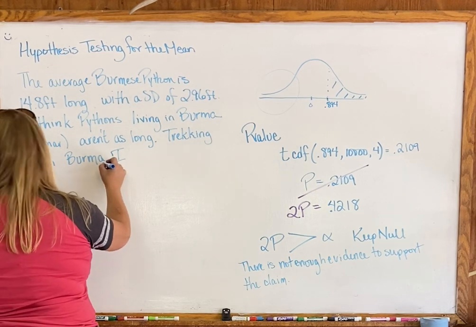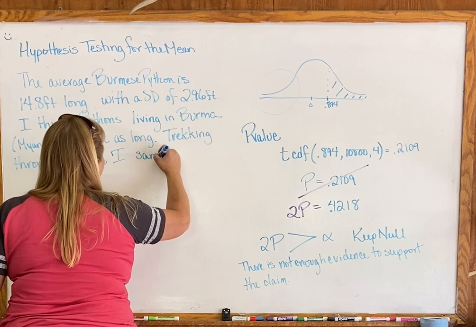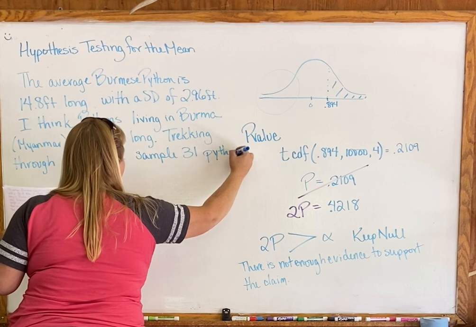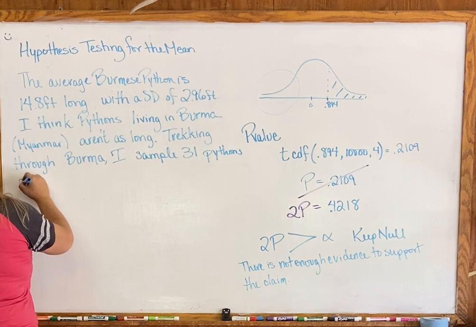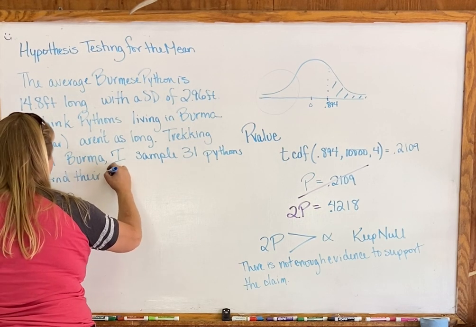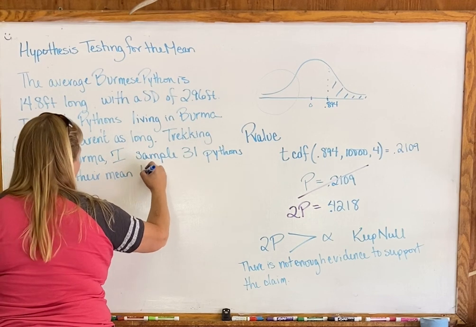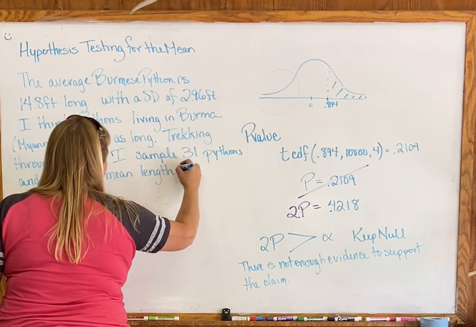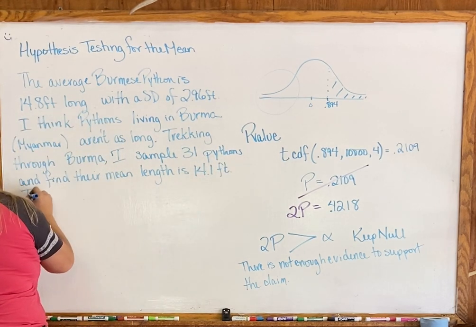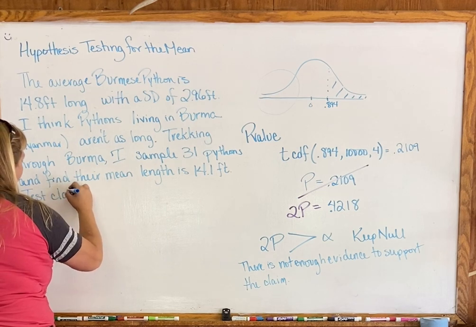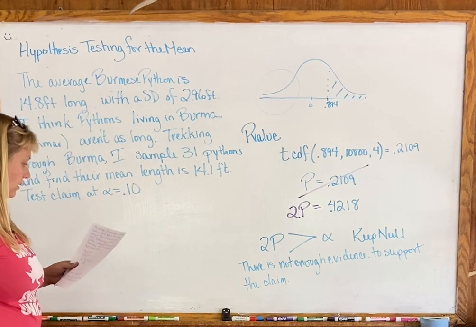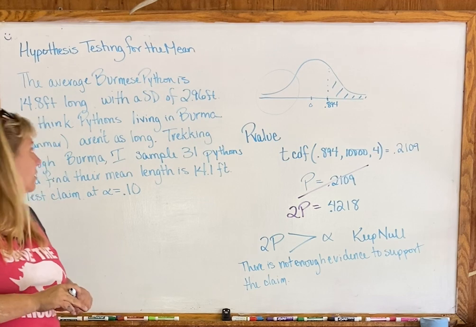Okay, so trekking through Burma, I sample 31 pythons and find their mean length is 14.1 feet. Test the claim at alpha equals 0.10.